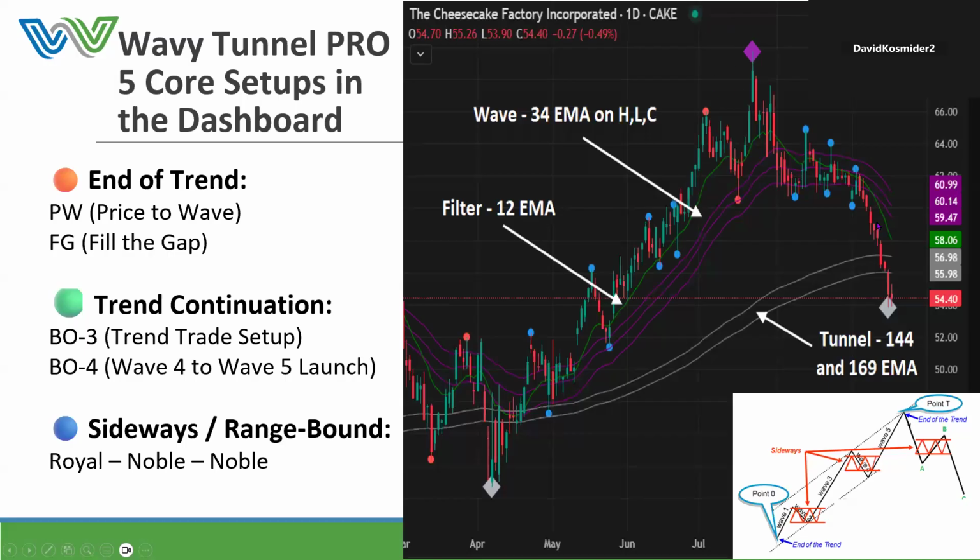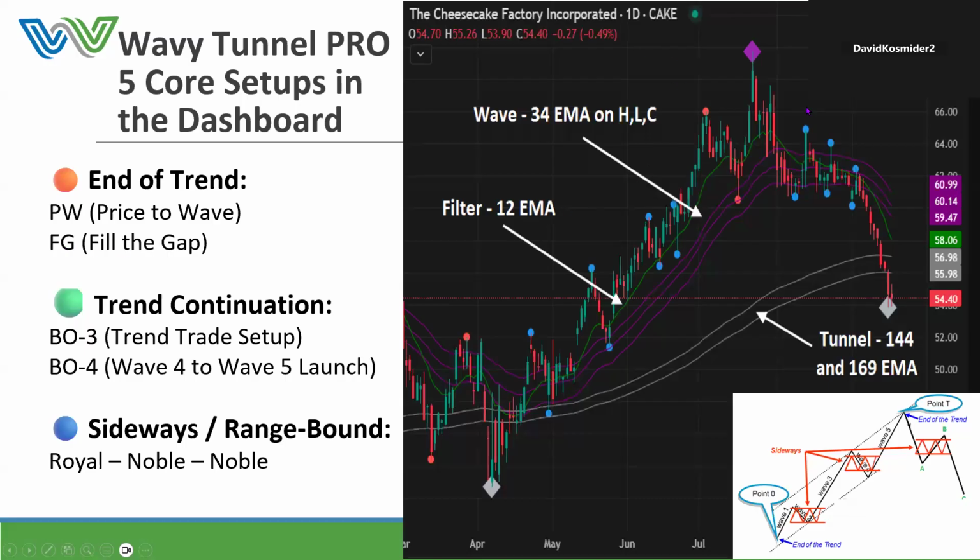And this is your zigzag correction. This is a steep retracement. And once you get here, we have our next trade set up. So these are the two end of trend setups: PW, price to wave; FG, fill the gap.